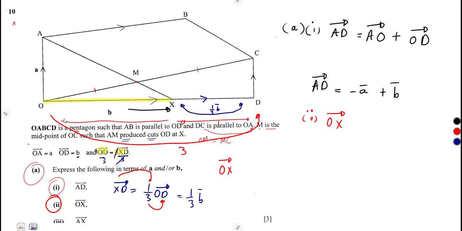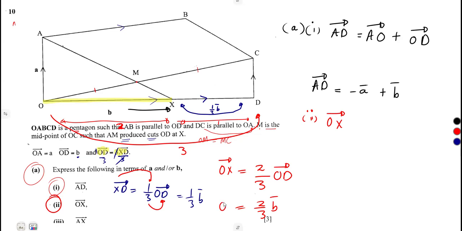So meaning to say O to X has got how many parts? 3 minus 1, that's 2 parts. So OX can be written as 2 parts out of 3 of OD. So that's it. OX is 2 parts, 3 parts for OD, where vector OD is given as B. So you're going to multiply 2 over 3 of vector B. So that's it.